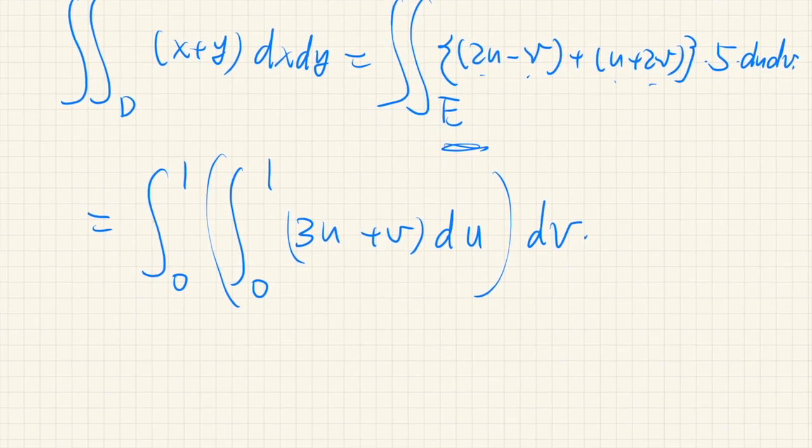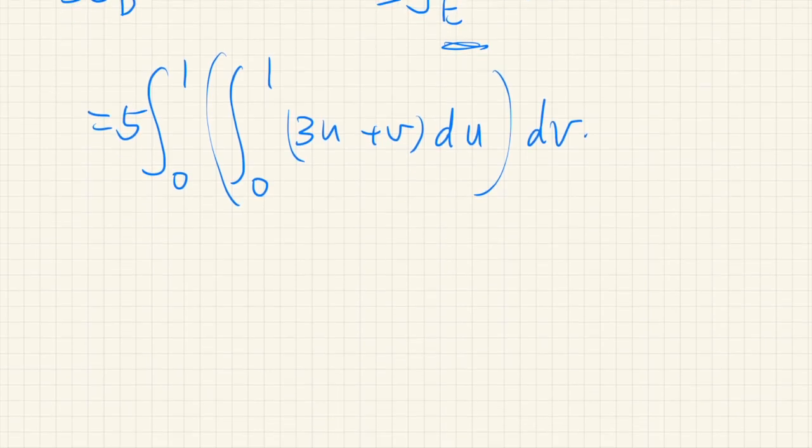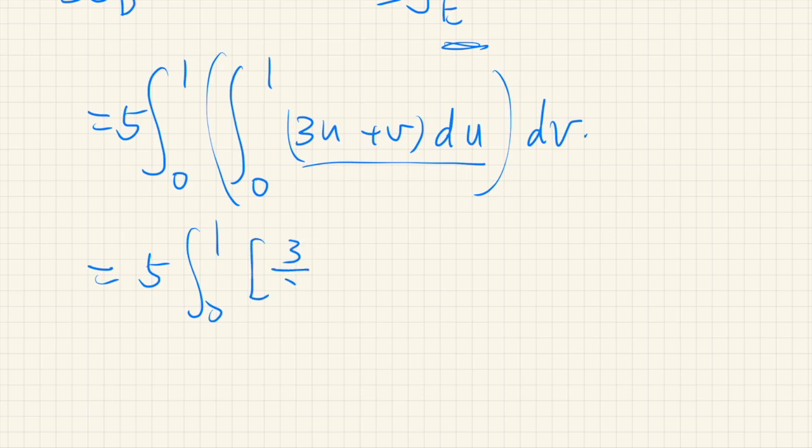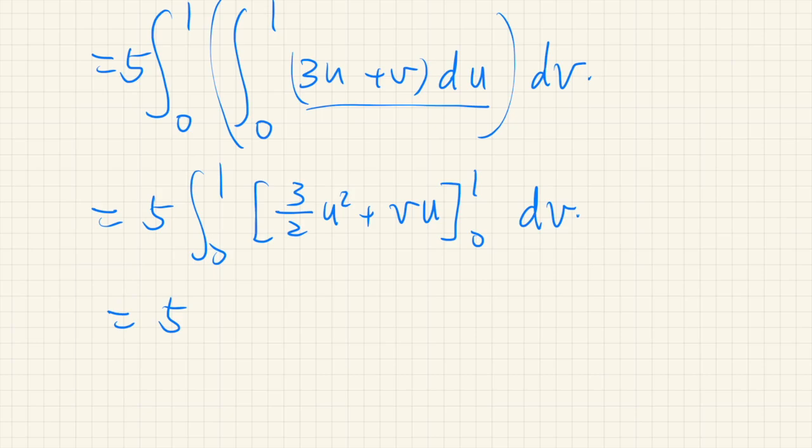So now we calculate this integral. Oops, don't forget this 5. So 5 is constant, so let's put it here. Okay, so this is 5, 0 to 1. So integrate this by u, we have 3 over 2 u squared plus v u from 0 to 1, and dv. And 5, and that's 3 over 2 plus v, and 0 to 1 here.